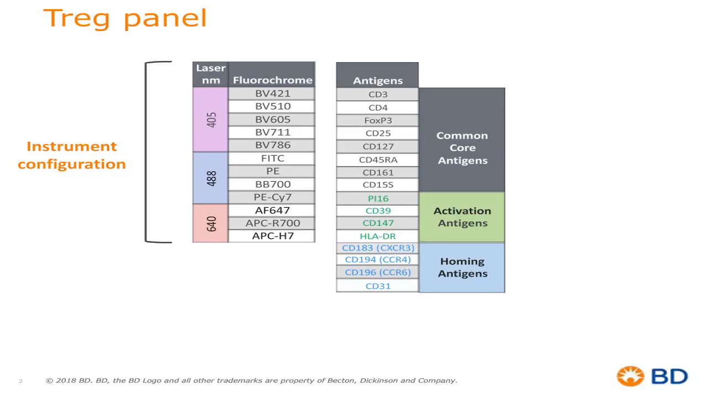But meanwhile, I also want to look at homing antigens. In this particular situation, I'm interested in looking at CD31, CD183, CD194, and CD196. All of these are different antigens that are of interest to me. So the problem is I have 12 detectors on this instrument, but I have 16 markers that I want to look at. Well, how do I accommodate all of these markers?